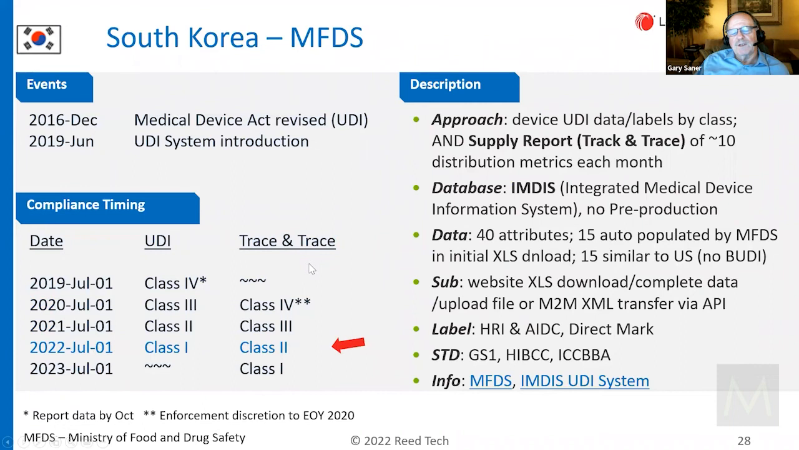Unique in South Korea is what I refer to as track and trace. They call it a supply report. Every month you need to report about 10 metrics for data that are imported into South Korea. So this is over and above UDI. This is separate and ongoing on a regular basis. That's quite different than some of the other health authorities that we're taking a look at. There's 40 or so attributes, and I guess maybe that's the noteworthy thing there.